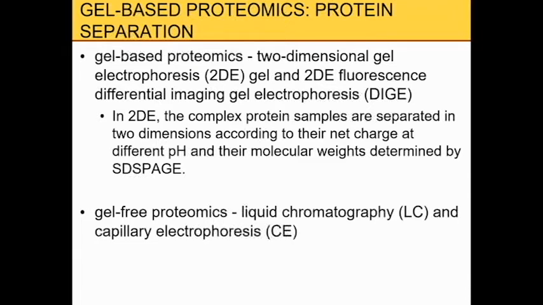Okay, and there can be two different types of proteomic tools. One is gel-based proteomics, right? Gel-based proteomics, so we have this two-dimensional gel electrophoresis, or you can have gel-free proteomics that would include liquid chromatography and/or capillary electrophoresis. So these are the useful methods to identify protein.